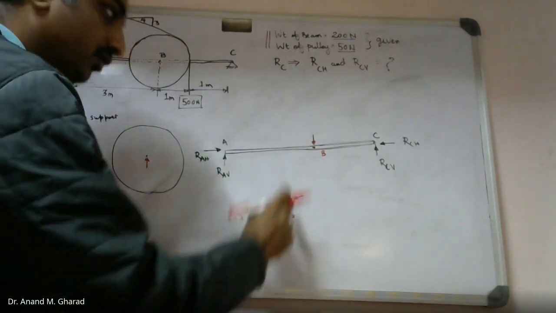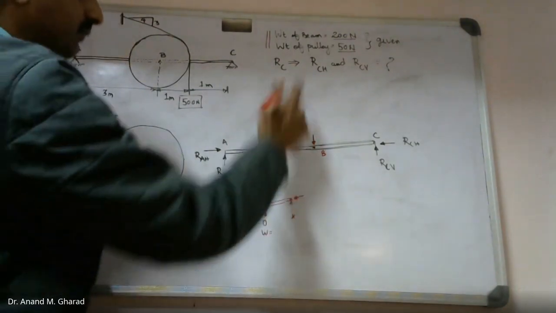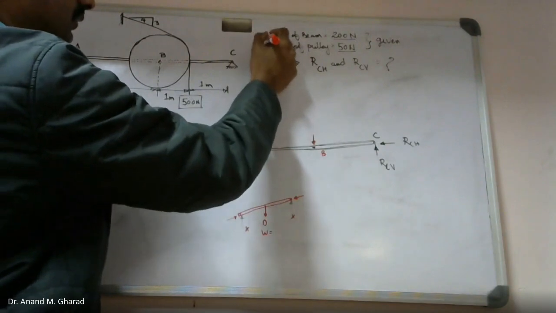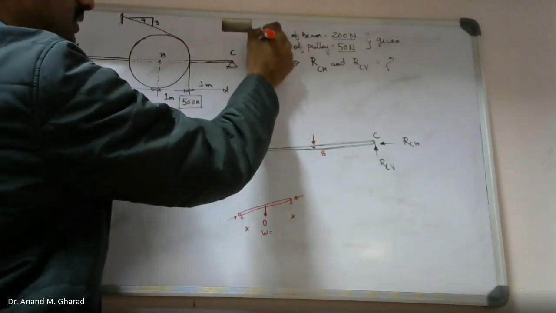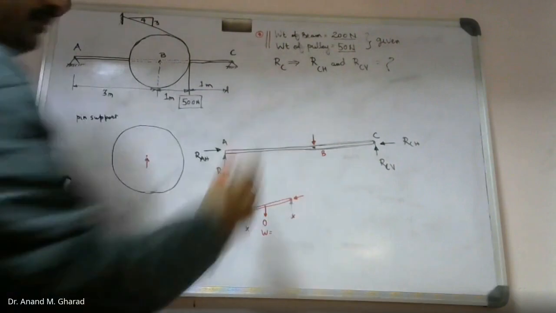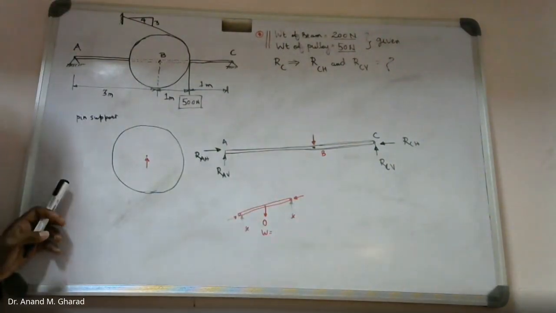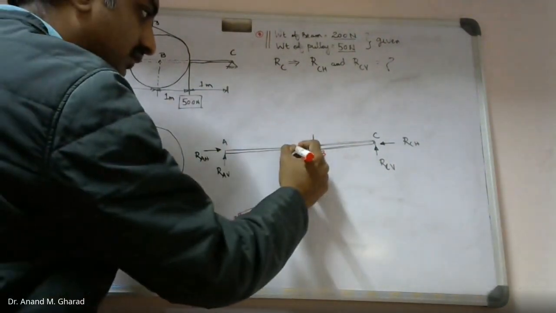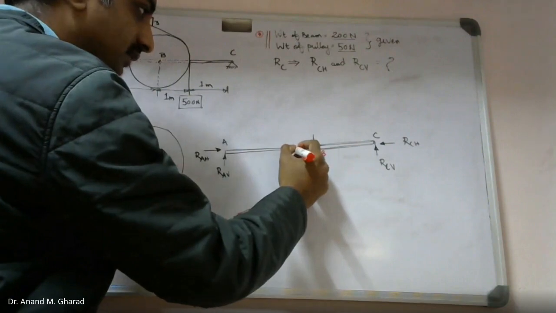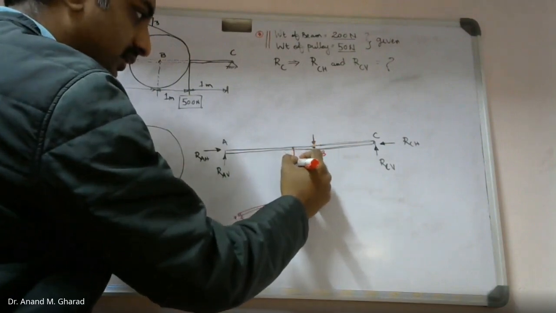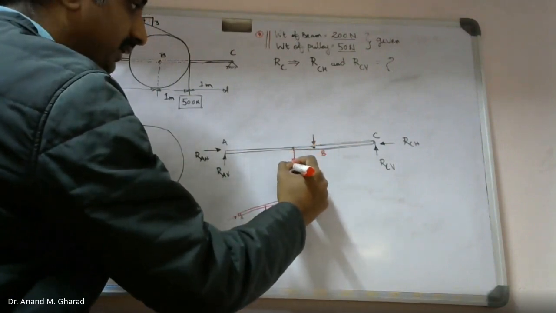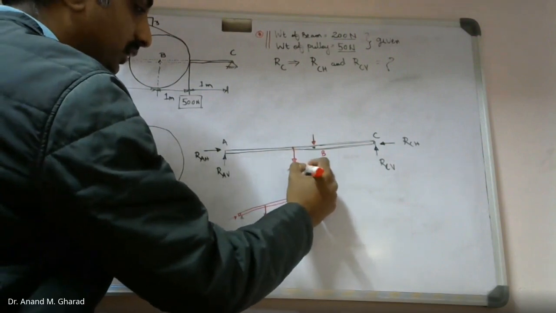And similarly over here, that's why I was very much stressing on this aspect. Weight of the beam, this is 200 Newton, which is given. That means the self weight of the beam will be somewhere over here, that is at the center of the beam, and the magnitude will be 200 Newton.